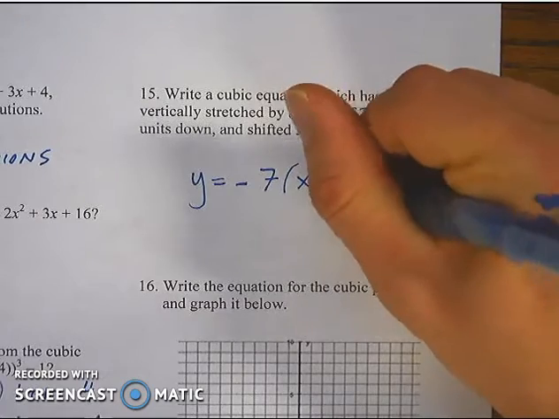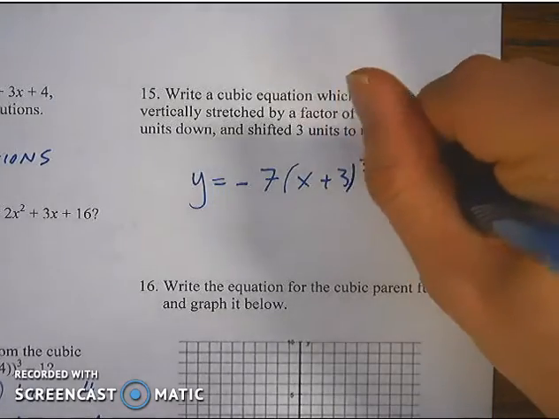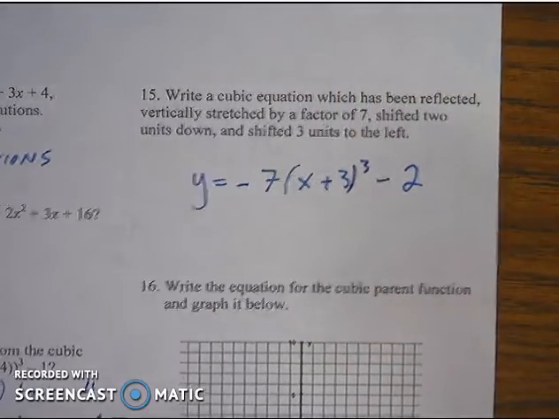Don't forget your cube to make it a cubic. And then 2 units down, so minus 2. Is that it? That's it. It's just that simple.